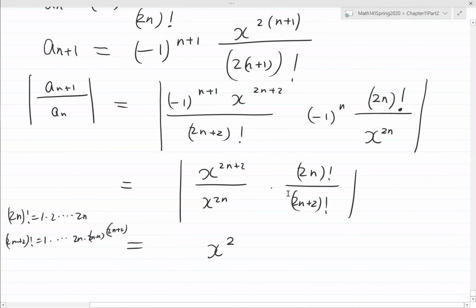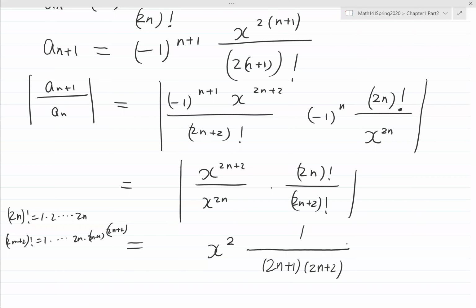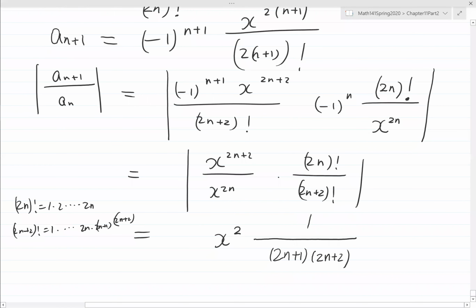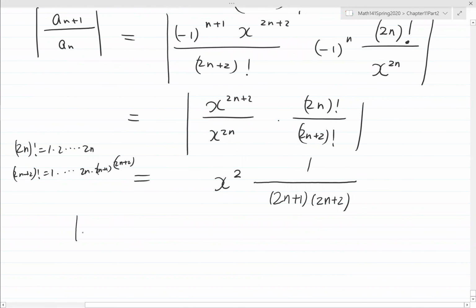Okay, so if we do some cancellation, the factors 1, 2, 3 all the way to 2n cancel. So we have 1 over the remaining factors, 2n plus 1 and 2n plus 2. This is positive. Now x squared is non-negative, so it's its own absolute value. Now remember, the ratio test says that if the limit of this ratio is less than 1, the series converges. Let's find the limit.